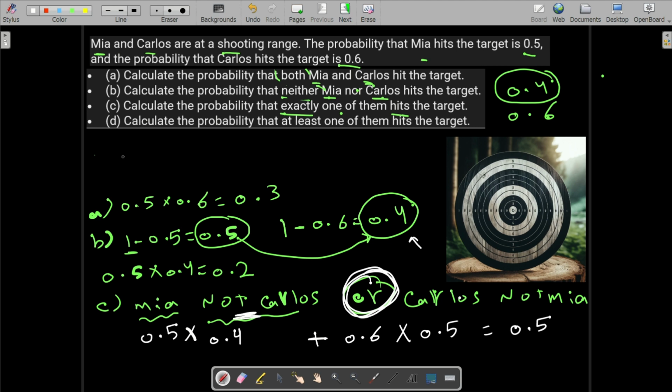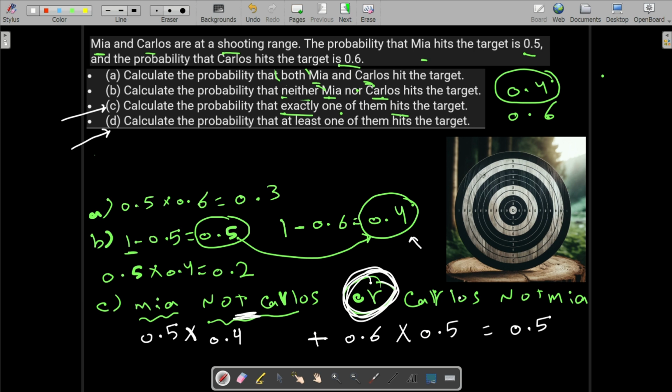So basically, the easiest way to solve question C is to understand what's really happening here. Exactly one of them. So you have two possibilities: either Mia and not Carlos, or Carlos and not Mia, and then you do your calculations. Let's take a look here at question D.